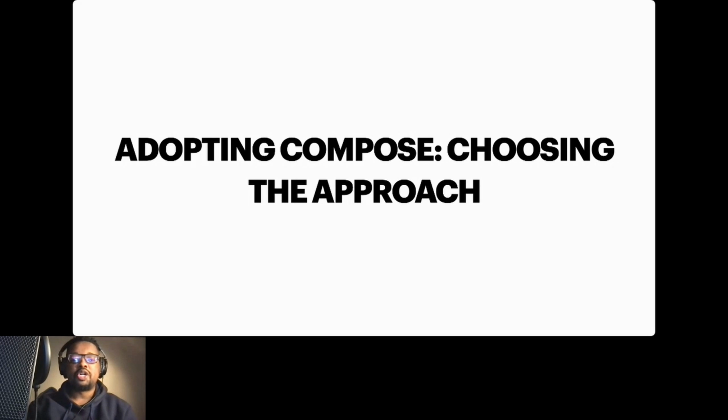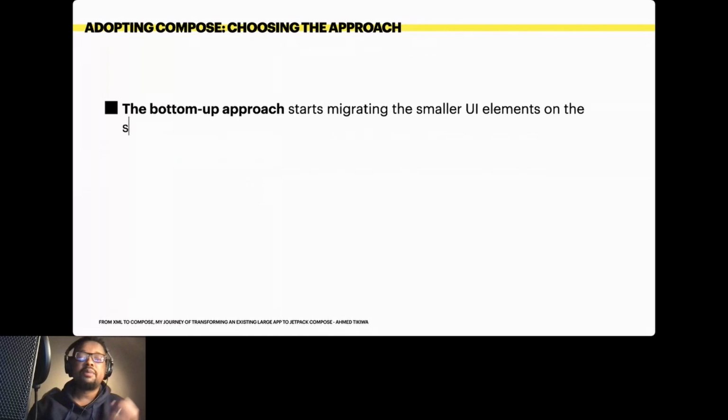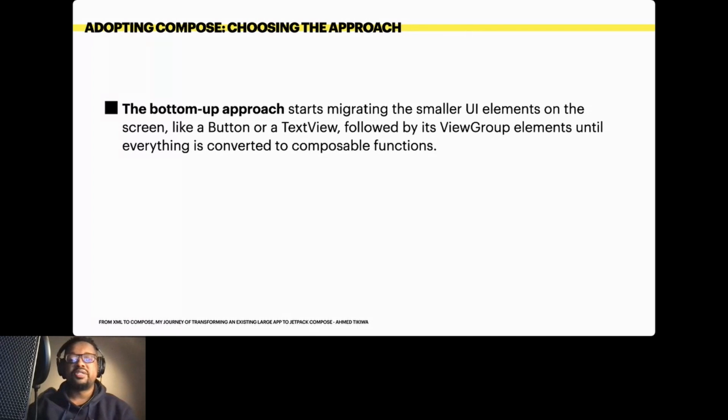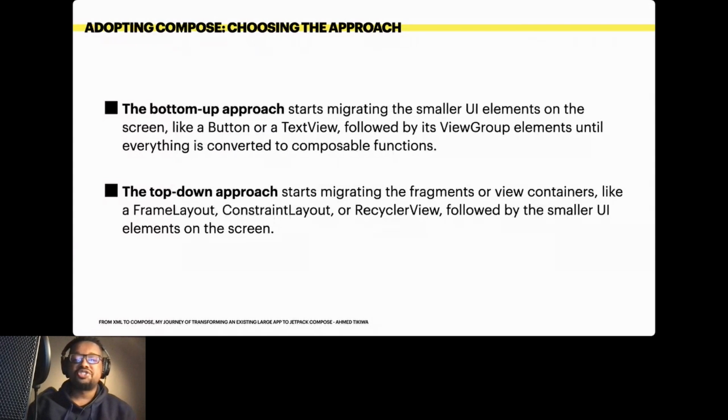With that said, adoption can be done in one of two ways, according to the Android developers website. We start off with the bottom-up approach, which starts by migrating the smaller UI elements on the screen, like a button or a text view, followed by its view group elements until everything is converted to composable functions. Then we have the top-down approach, which starts by migrating the fragments or view containers like a frame layout, constraint layout, or recycler view, followed by the smaller UI elements on the screen.